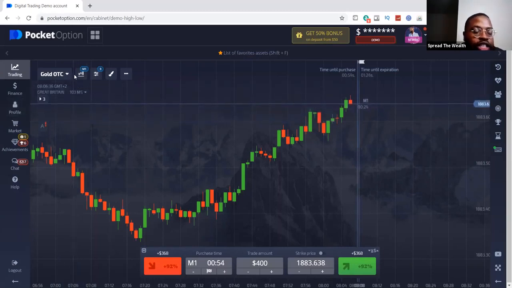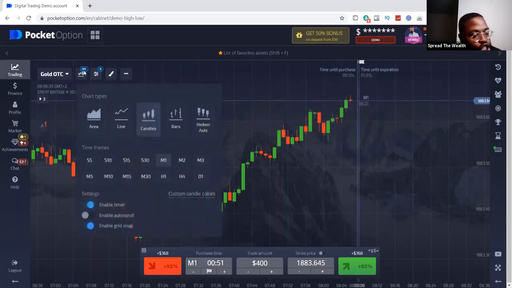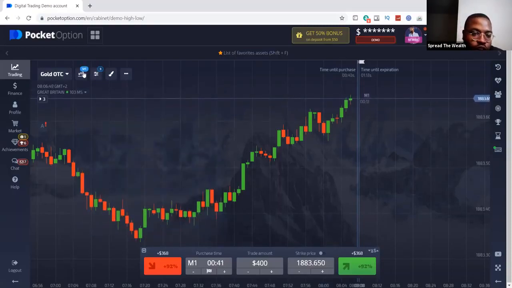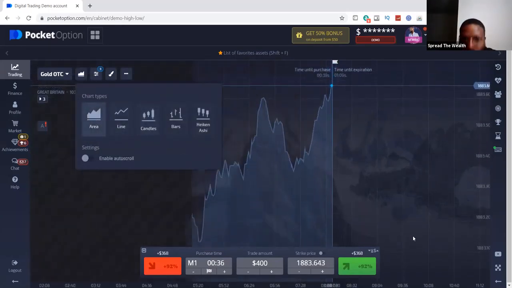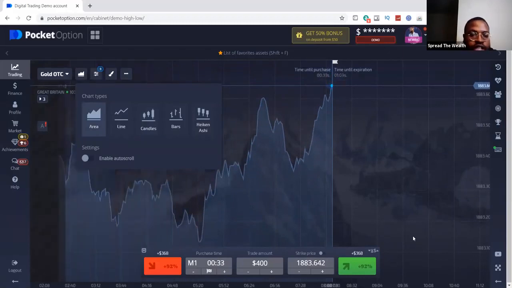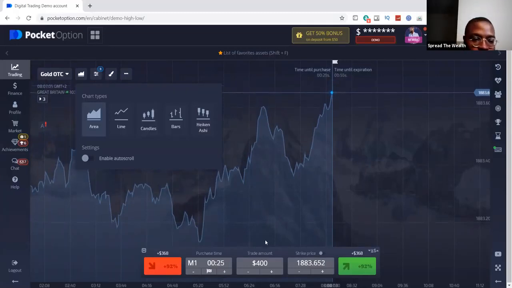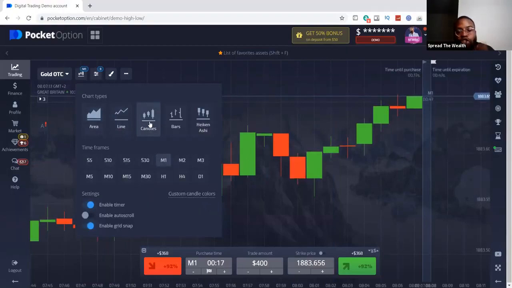Now, the next thing I want to go over is the chart types and the time frames. So guys, originally your chart probably won't look anything like this. Your chart most likely will look something like this, right? So by the way, guys, don't get scared away if your chart looks like this. If you want to switch over to the candlestick chart so you can understand what it is that you're actually looking at, all you have to do is click on chart types right here, and then after that, click on candles. It's going to immediately switch it over to candlesticks.